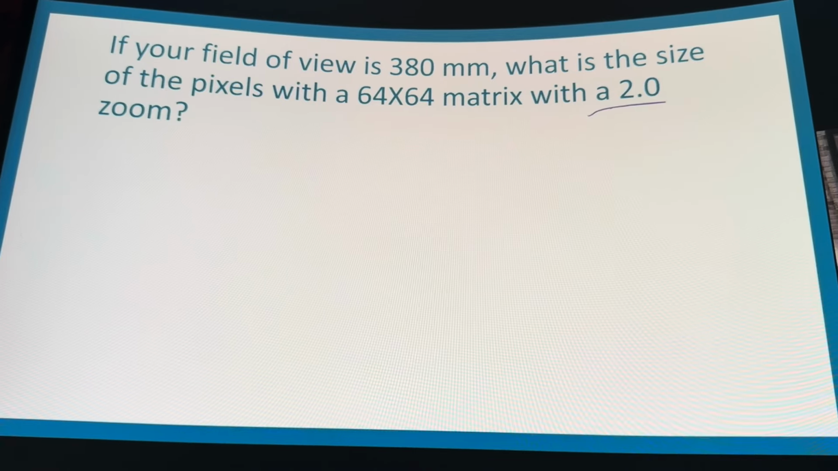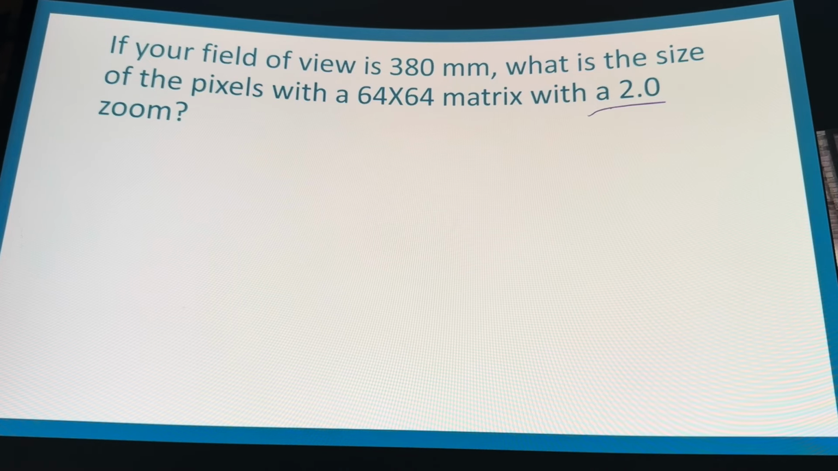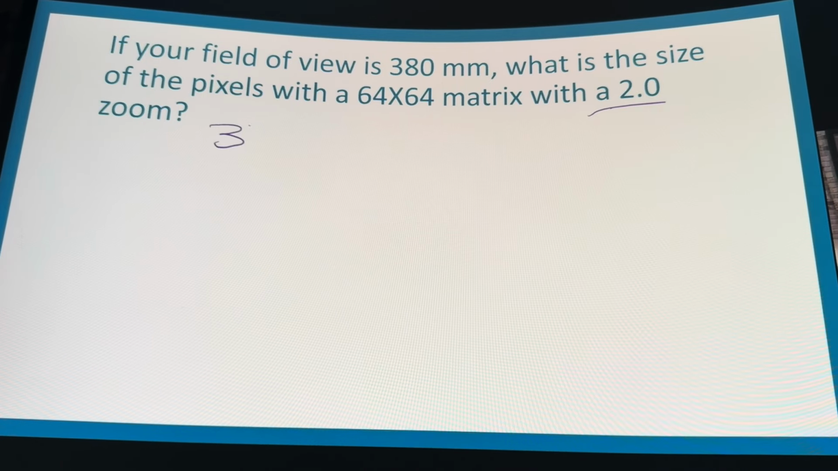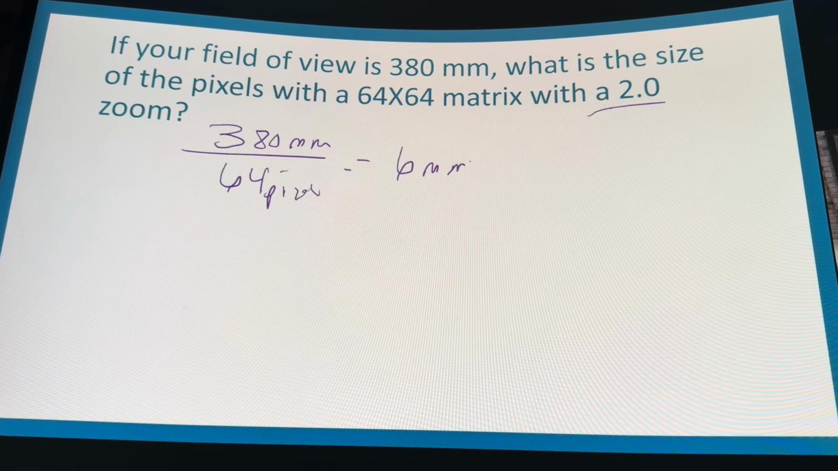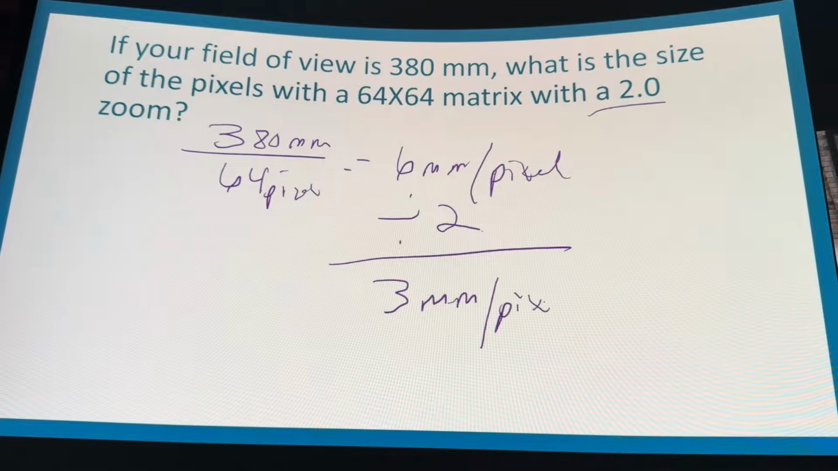Now what happens when I put on a zoom? When you put on a zoom before acquiring, that means you want more resolution. The way to increase resolution is to make your pixels smaller. So when you put on a zoom, you're making your pixels smaller. So we're gonna do the same thing, 380 millimeters divided by 64 pixels gives me 6 millimeters per pixel. When I put on that zoom though, I'm gonna divide it by 2, making my pixels smaller, 3 millimeters per pixel.